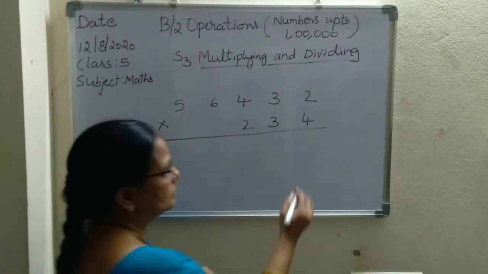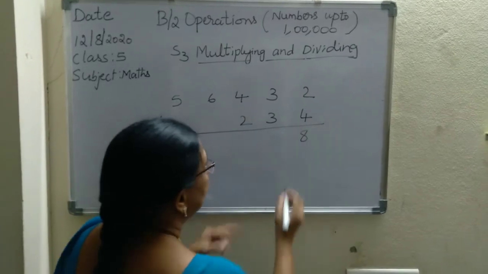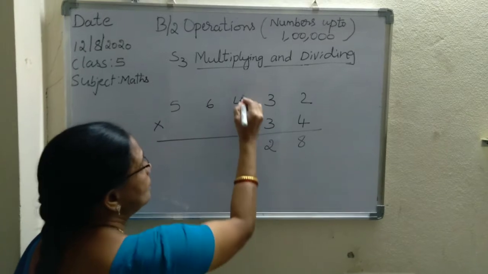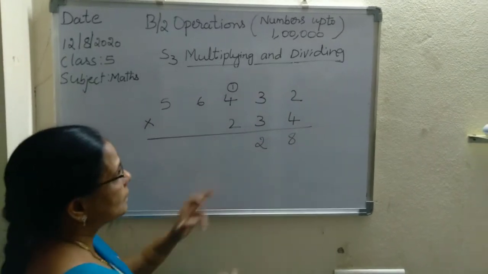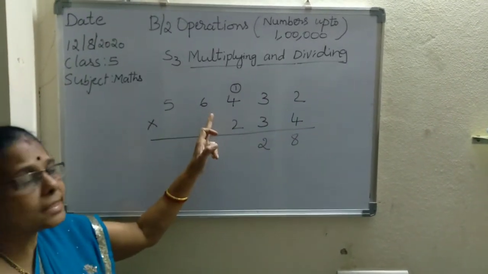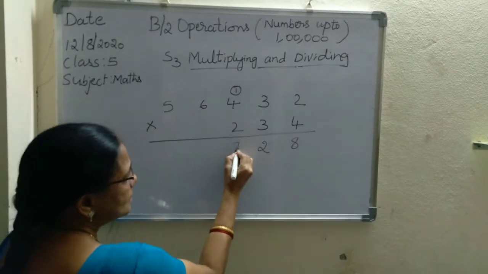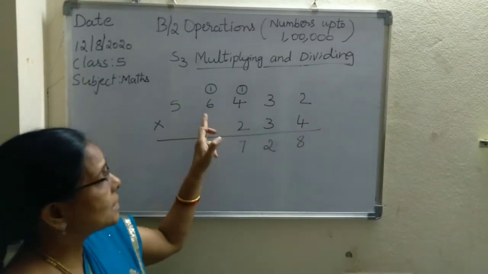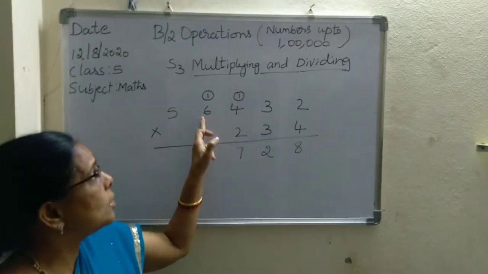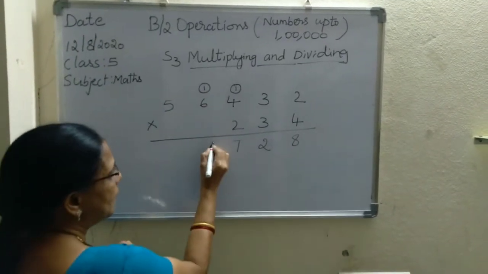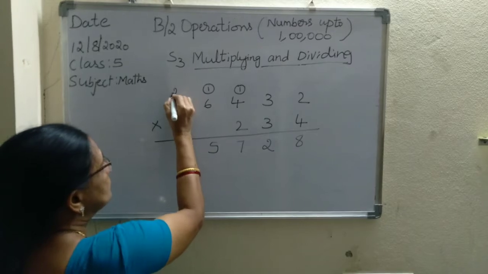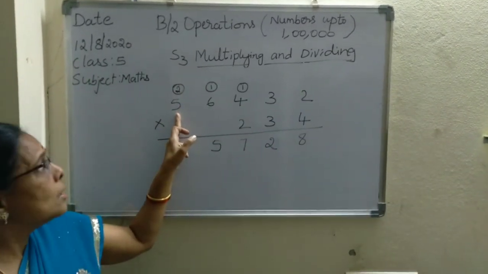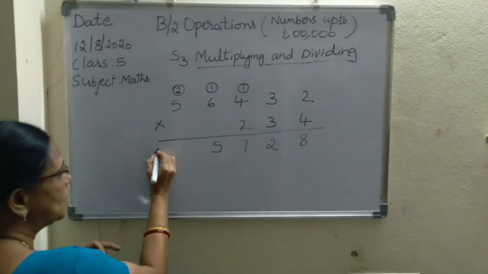4 twos are 8. 4 threes are 12. 1 carry. 4 fours are 16 plus 1, 17. 1 carry. 4 sixes are 24. 24 plus 1 is 25. 2 carry. 4 fives are 20. 20 plus 2 is 22.